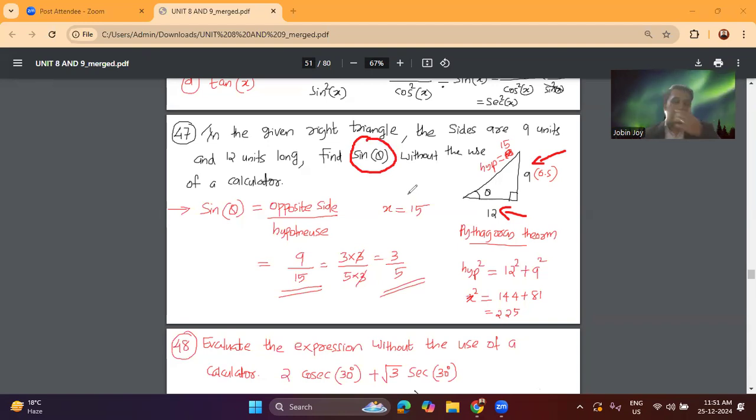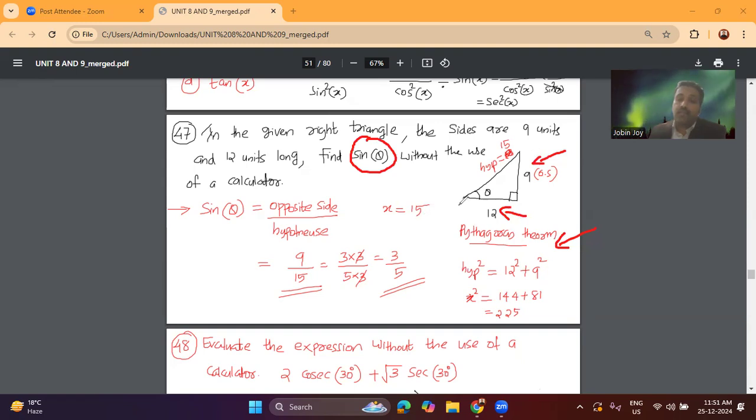We know how to calculate sine theta. Sine theta is equal to opposite side divided by hypotenuse. Here the problem is I don't know the hypotenuse, so you can apply the Pythagoras theorem. What is the Pythagoras theorem? Hypotenuse square is equal to opposite side square plus adjacent side square. So hypotenuse square is equal to 12 square plus 9 square. 144 plus 81 is 225. So x is equal to square root of 225, you will get 15.